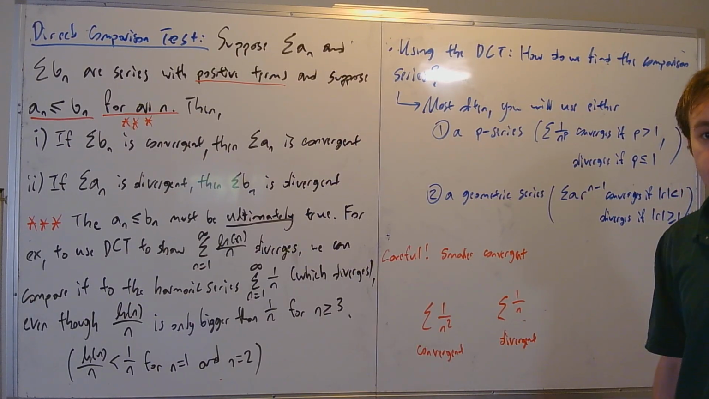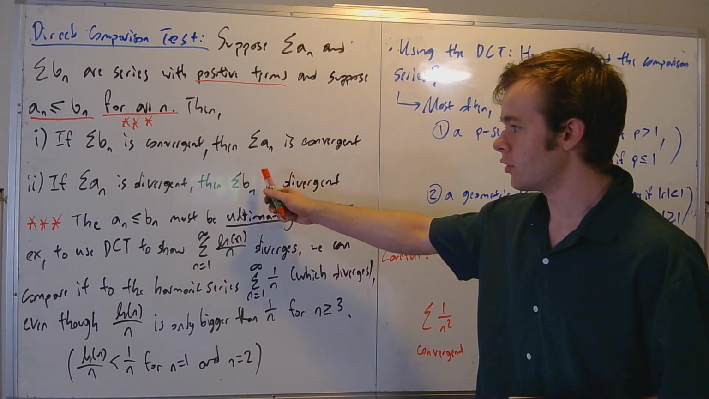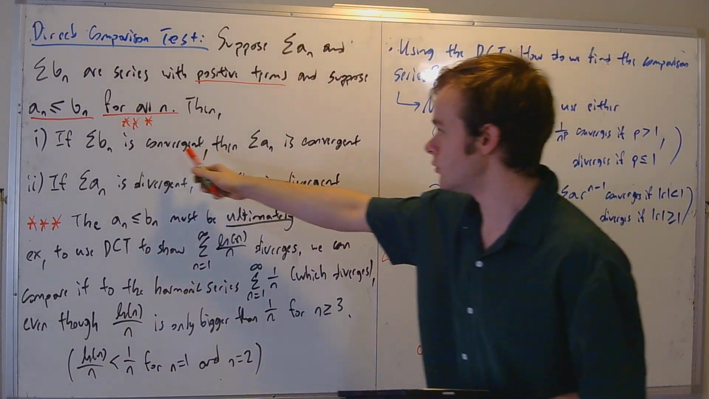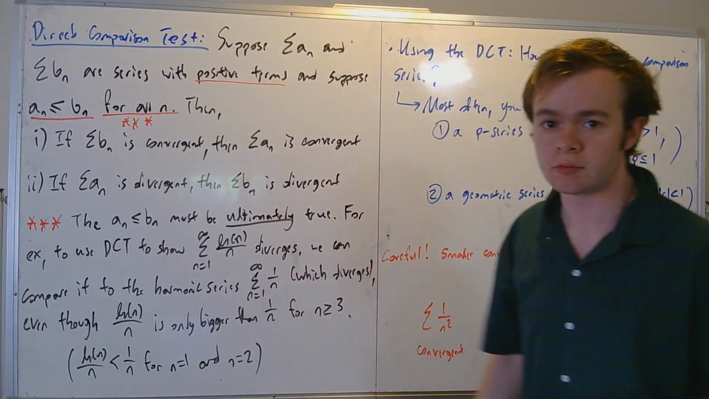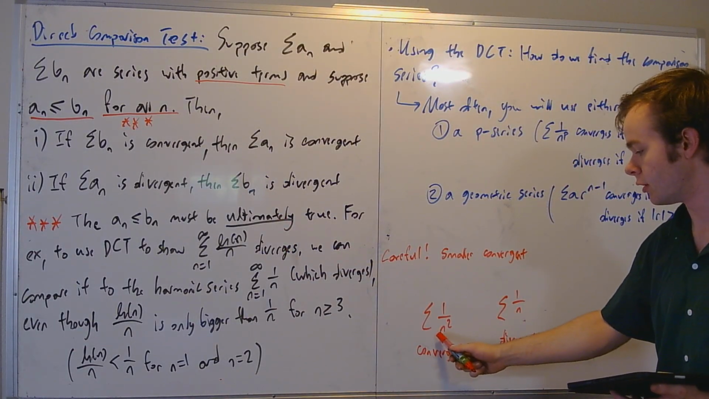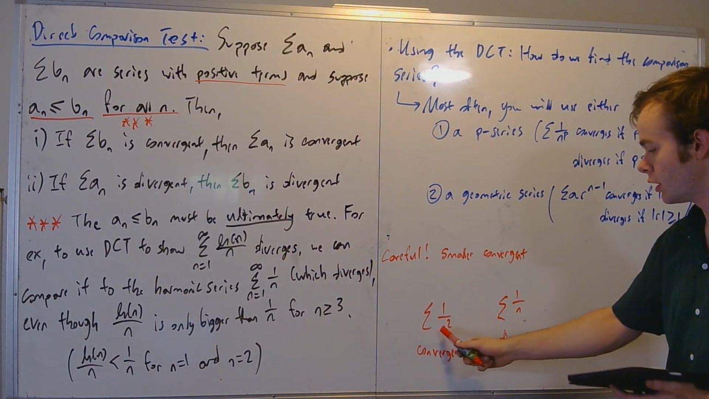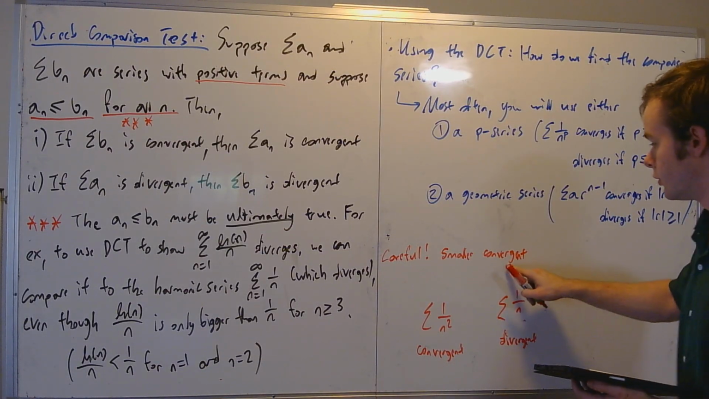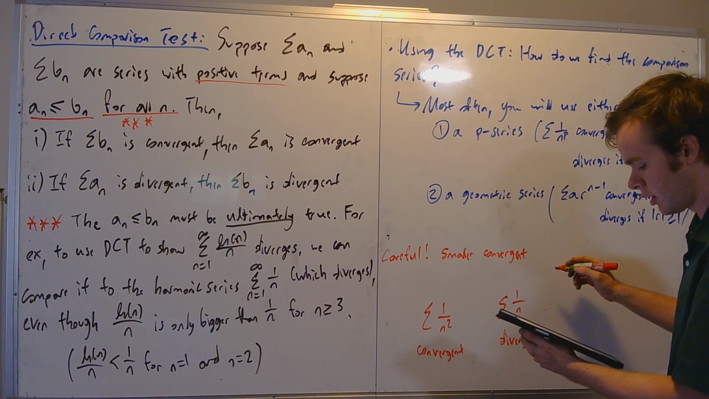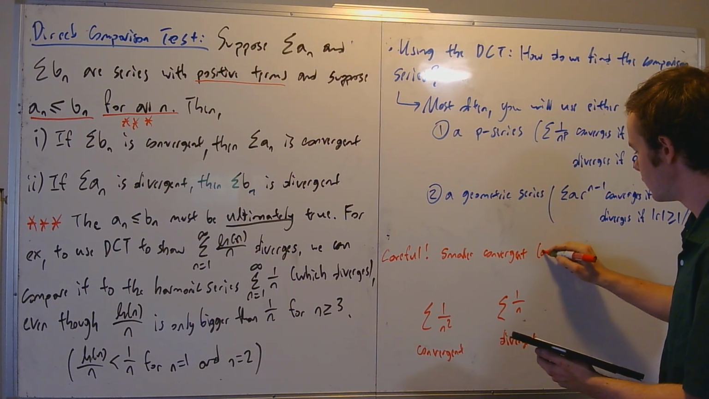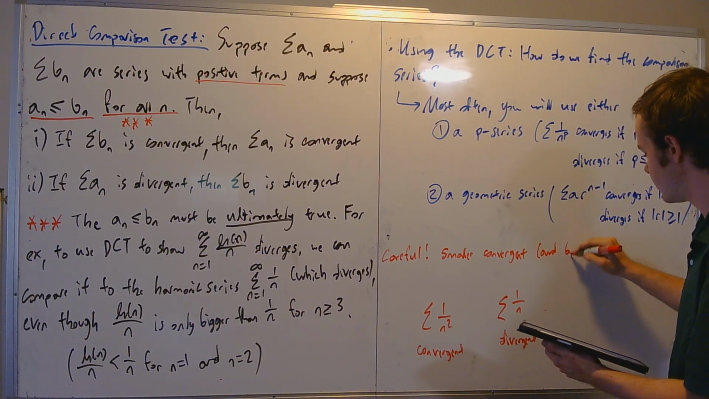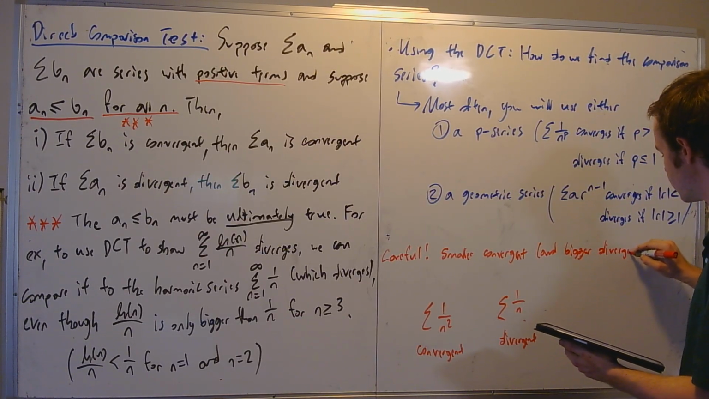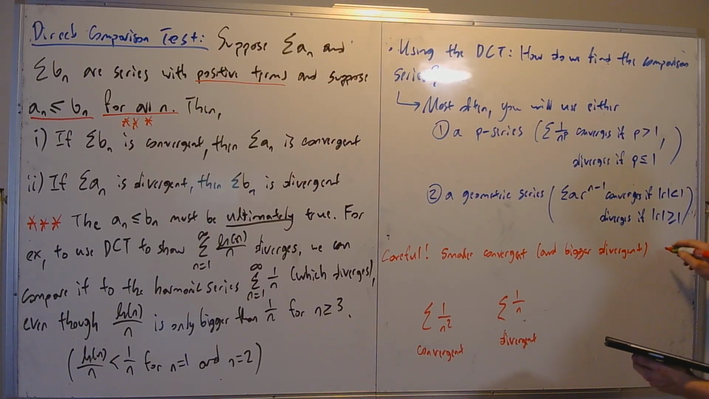Right, so if you try to use the comparison test there, well, first of all, it doesn't work, because that's just not what it says there. It says if the bigger one is convergent, then the smaller one is convergent. It doesn't say anything about what happens if the smaller one is convergent. In this case, the smaller one is convergent and the bigger one is divergent. So if the smaller one is convergent and the bigger one is divergent, then that tells us nothing.